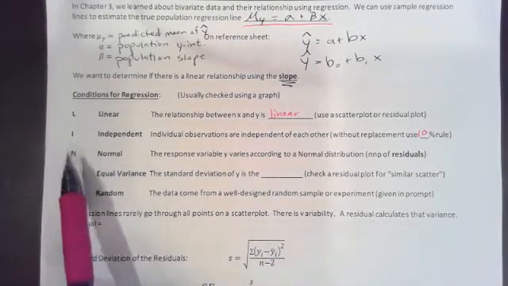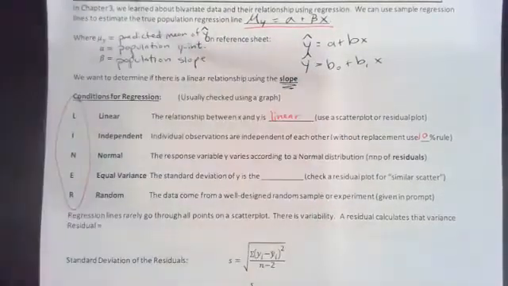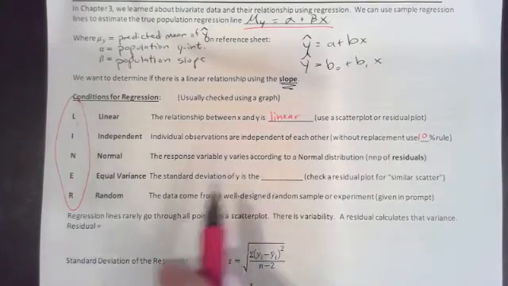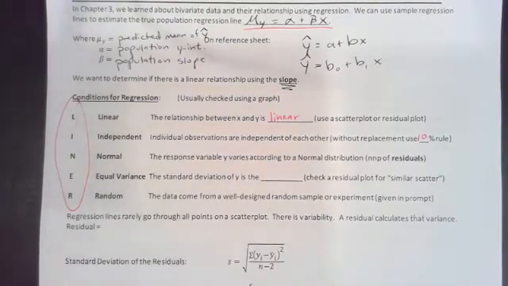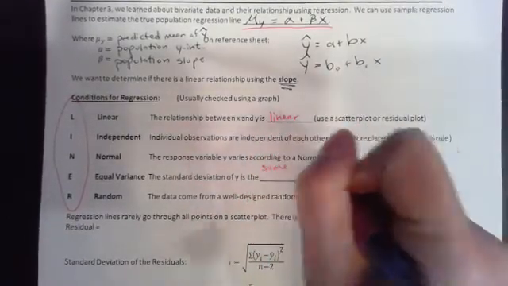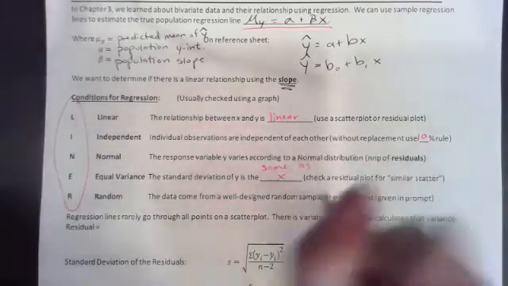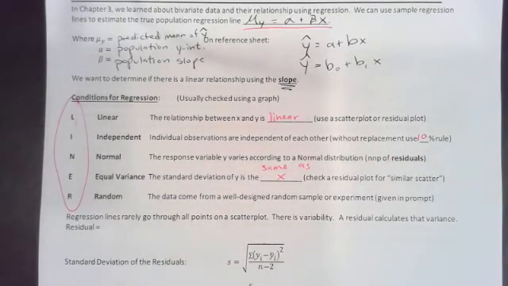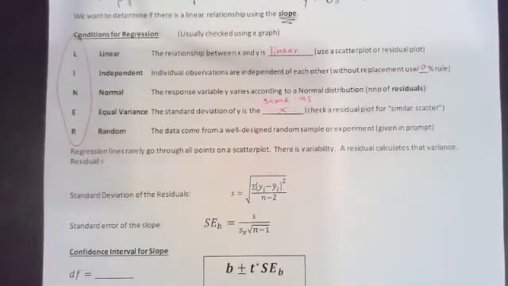The response variable y varies according to a normal distribution. Okay, now, equal variance. So the standard deviation of y needs to be the same as the standard deviation for x. So you can check a residual plot for similar scatter there. Okay, last one, random. The data needs to come from a well-designed random sample or experiment given in the problem.